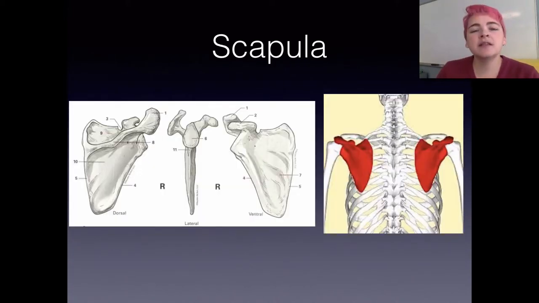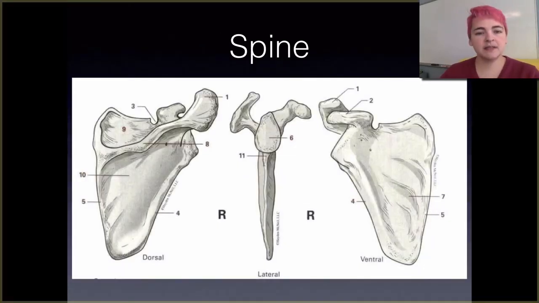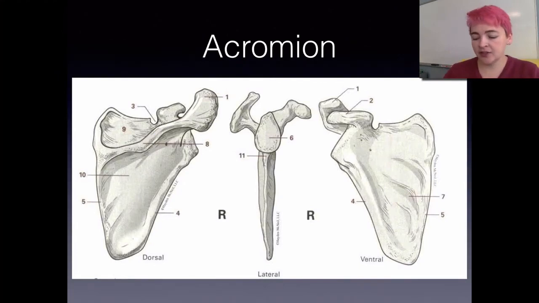The scapula is located on the back. This creates the point of your shoulder. There are some parts of the scapula that we need to know. We have the spine of the scapula. This would be sticking out away from the body. The spine is here. The acromion is attached to the spine.